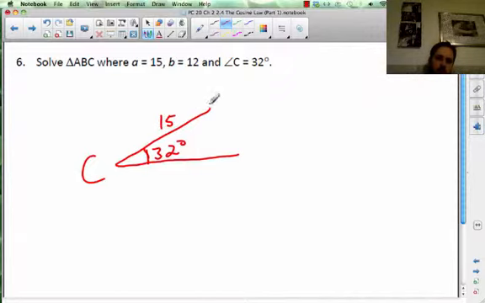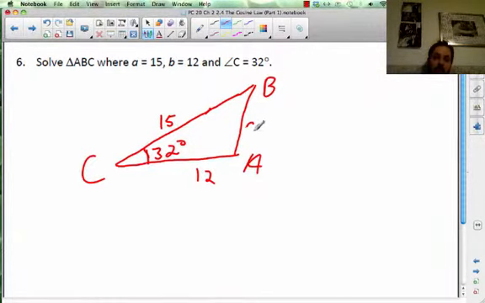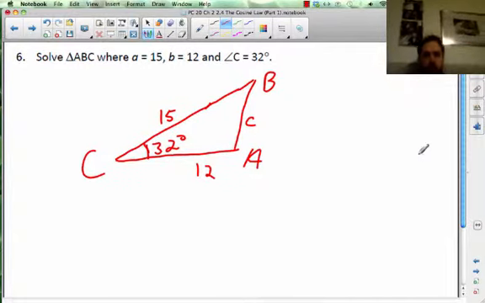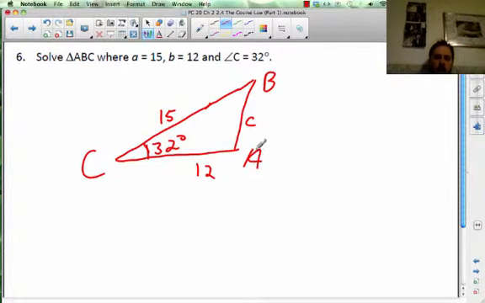Let's call this side 15. So it's a little bit longer. And this one is 12. It's a little bit shorter. And then we can do something like this. This is angle A, and this is angle B. And again here, it looks like angle A is going to be obtuse again. So that will sort of dictate what kind of laws we use to solve for these angles.